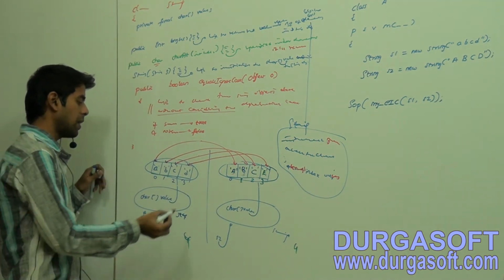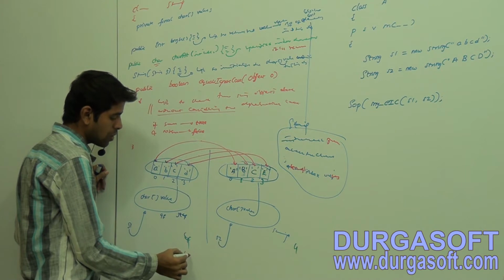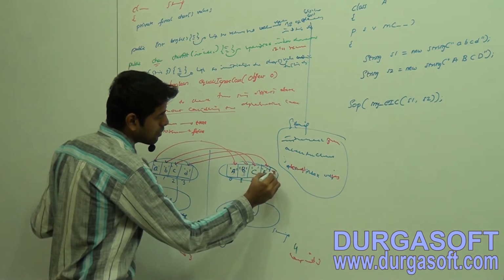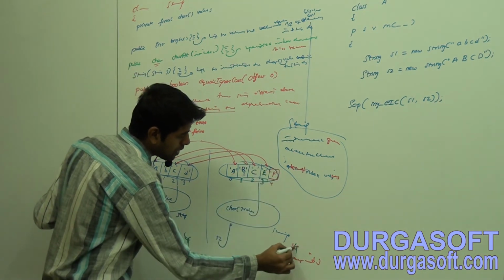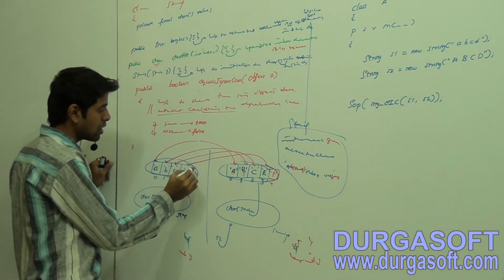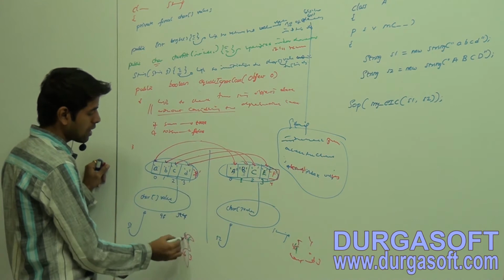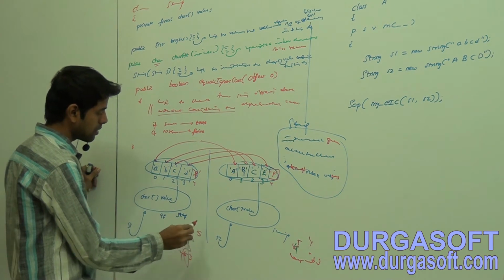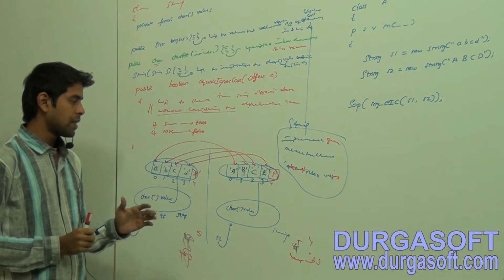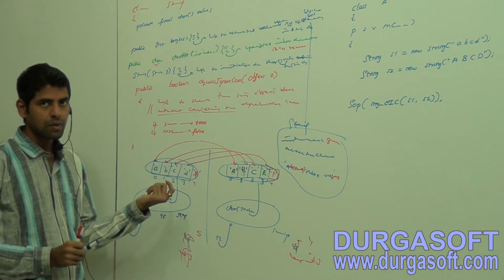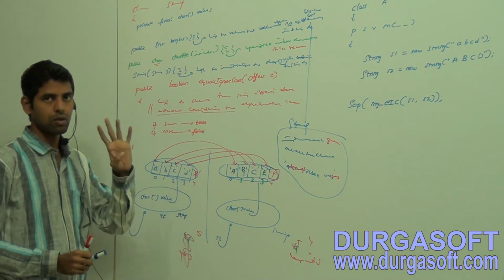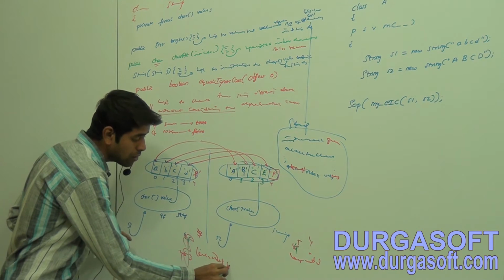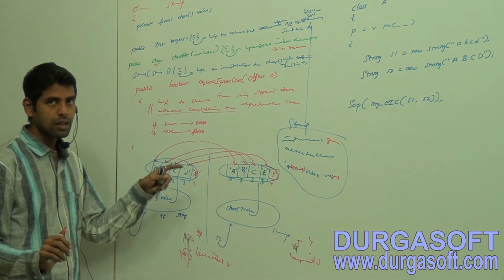Now observe here. If length is 4, the last index value will be 3. If length is 5, the last index value will be 4. Okay, last index value is 4.